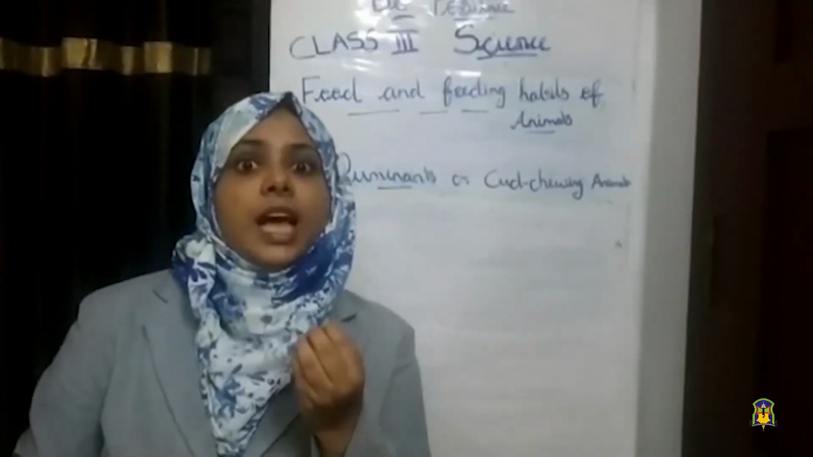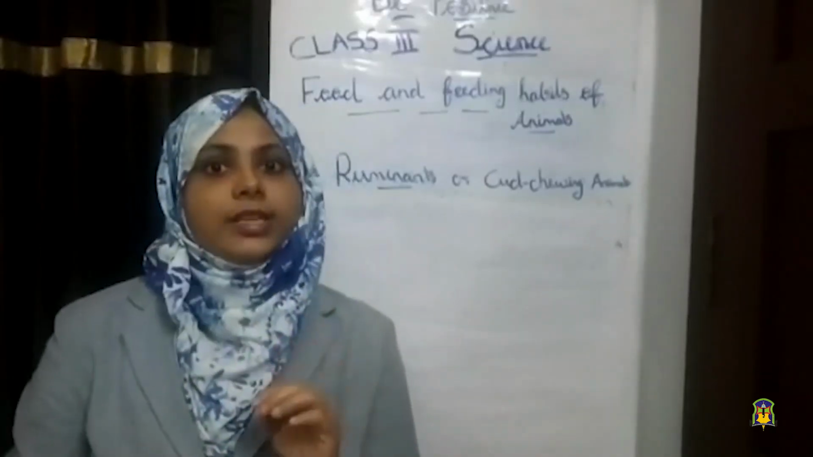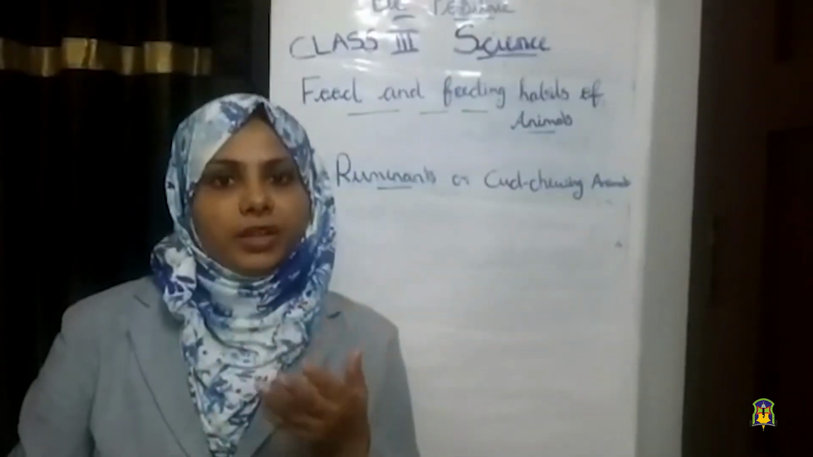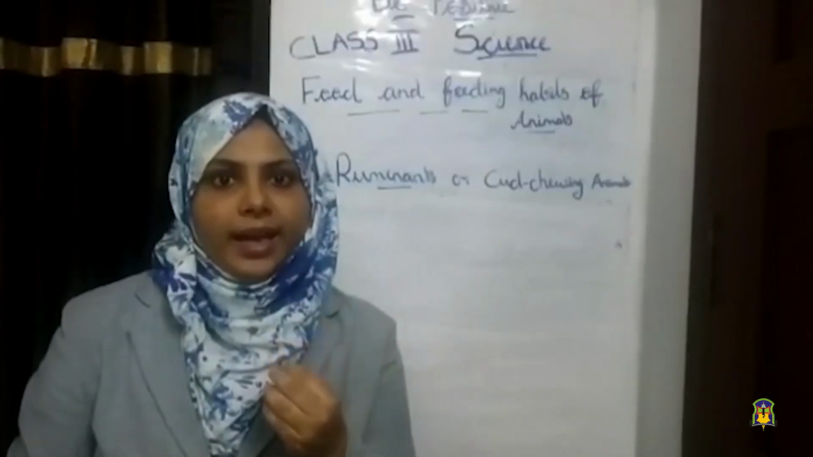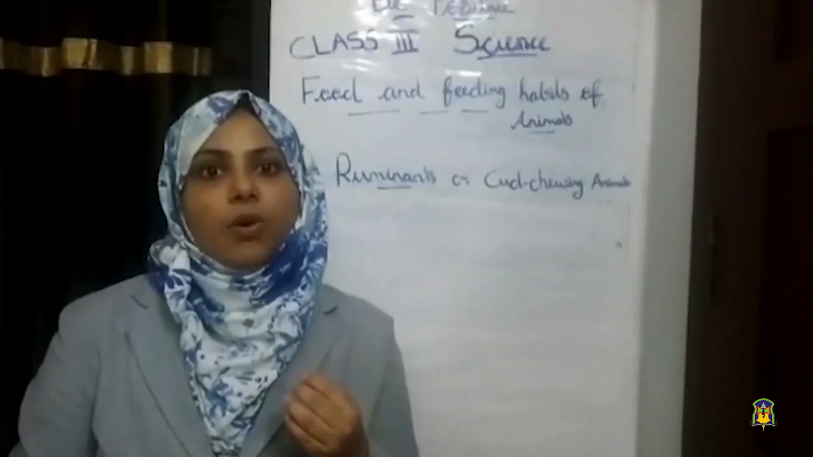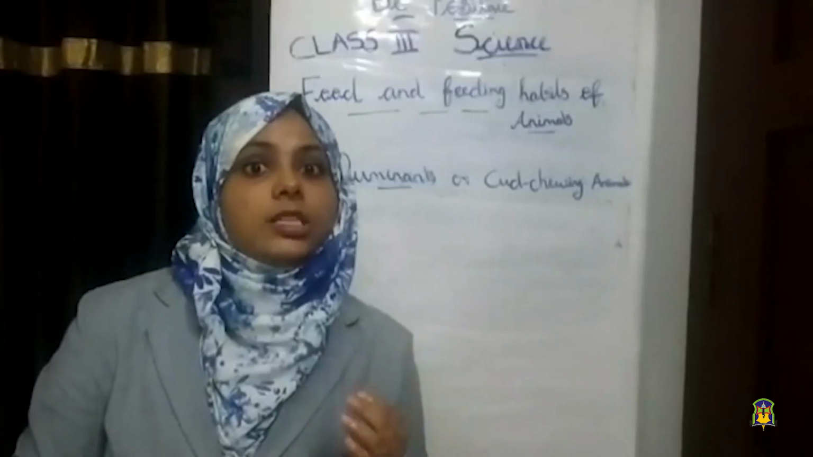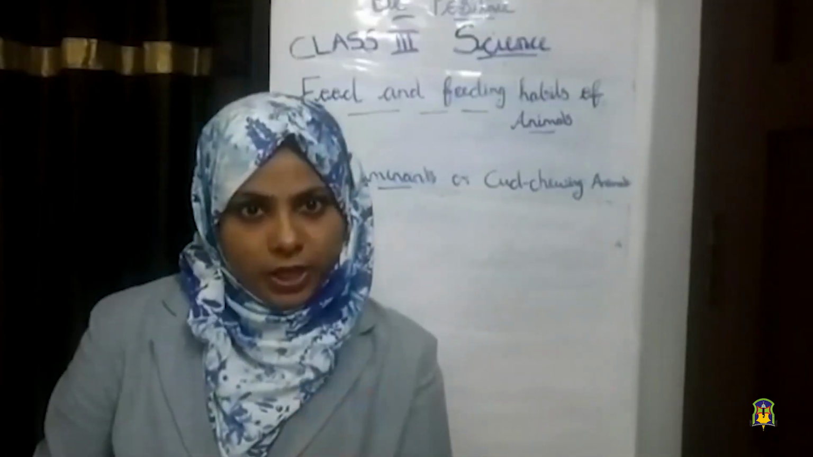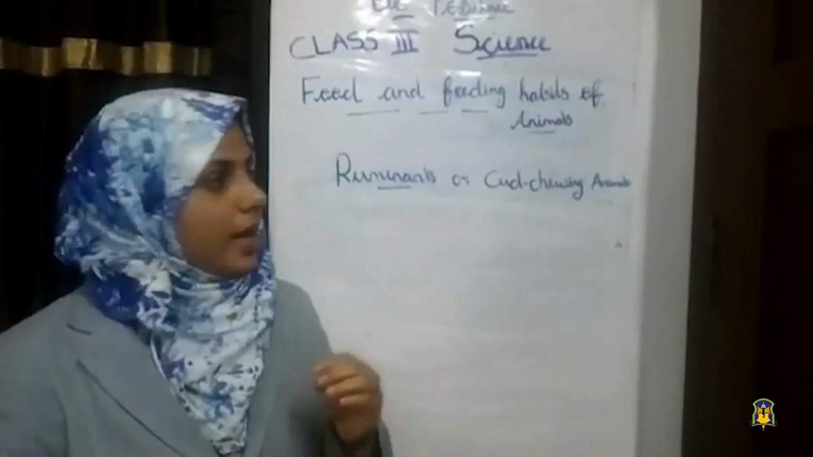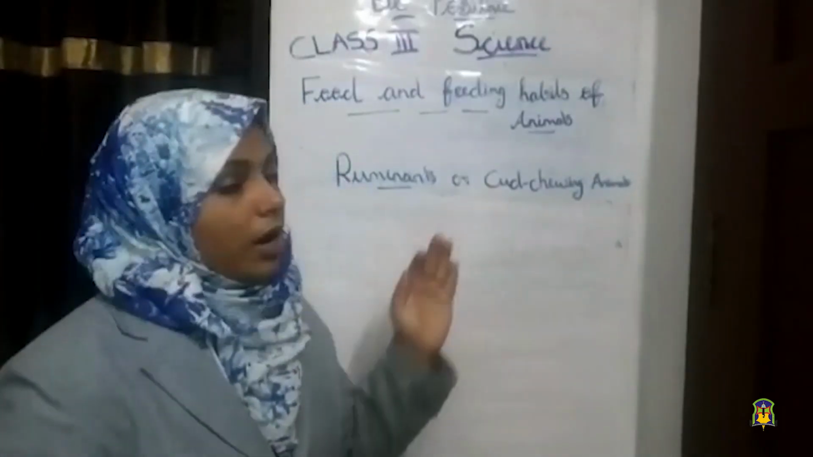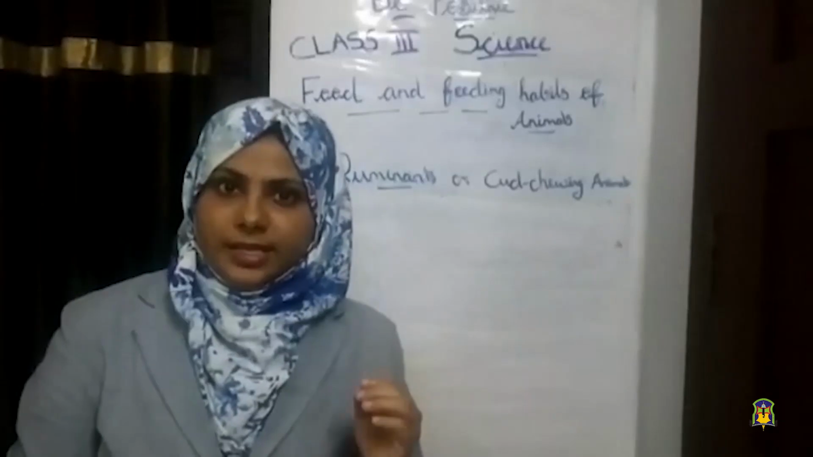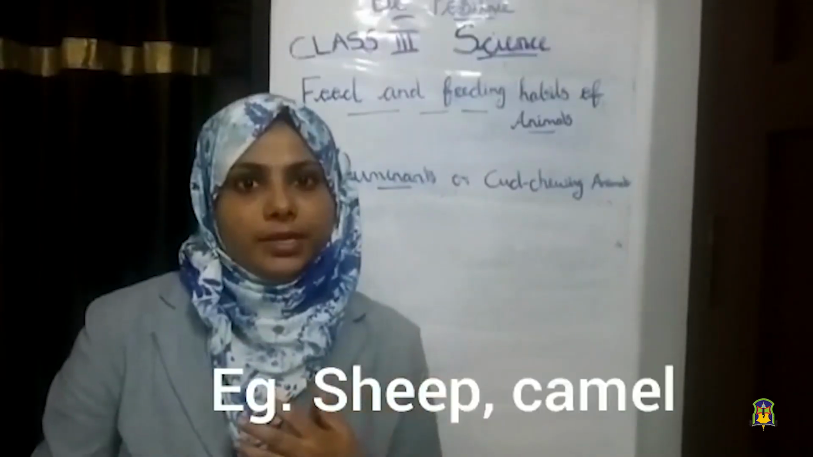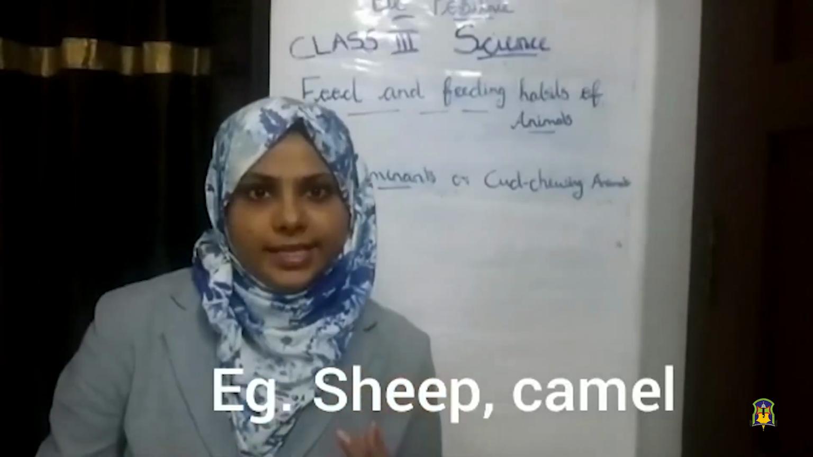First, these animals swallow the food. At the time of grazing, they only swallow the food. After that, they bring it back and chew. This is called chewing the cud or rumination. Such types of animals are called ruminants or cud chewing animals. Is it clear? For example, cow, goat. Other examples are sheep, camel, etc.